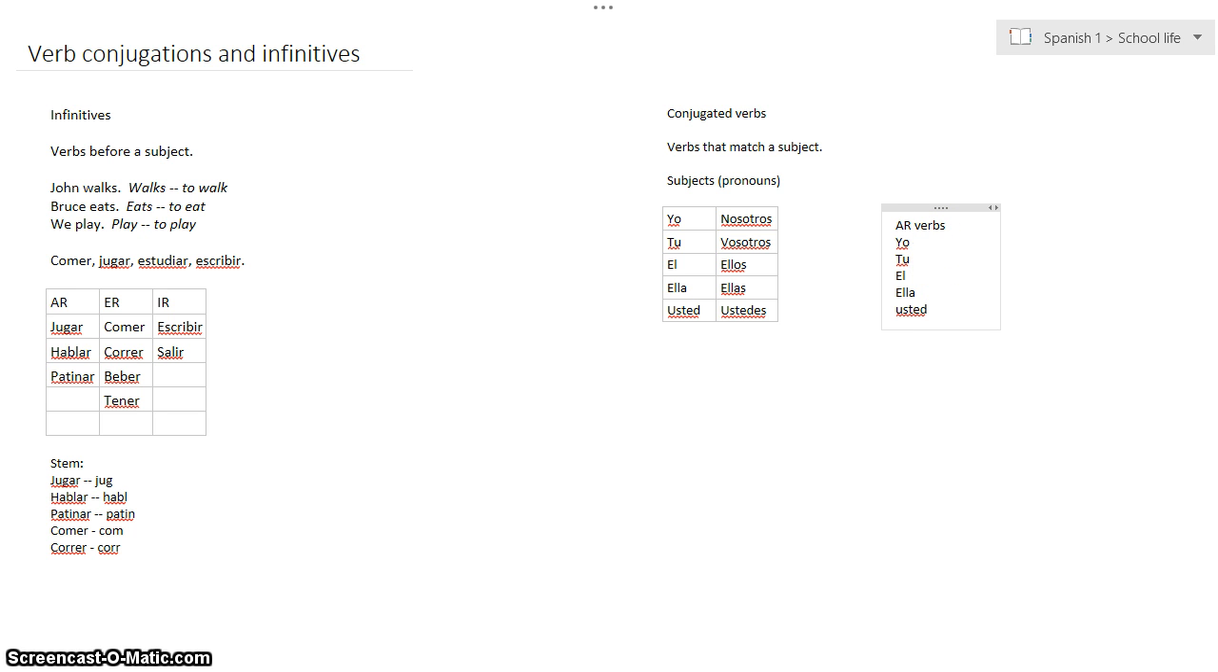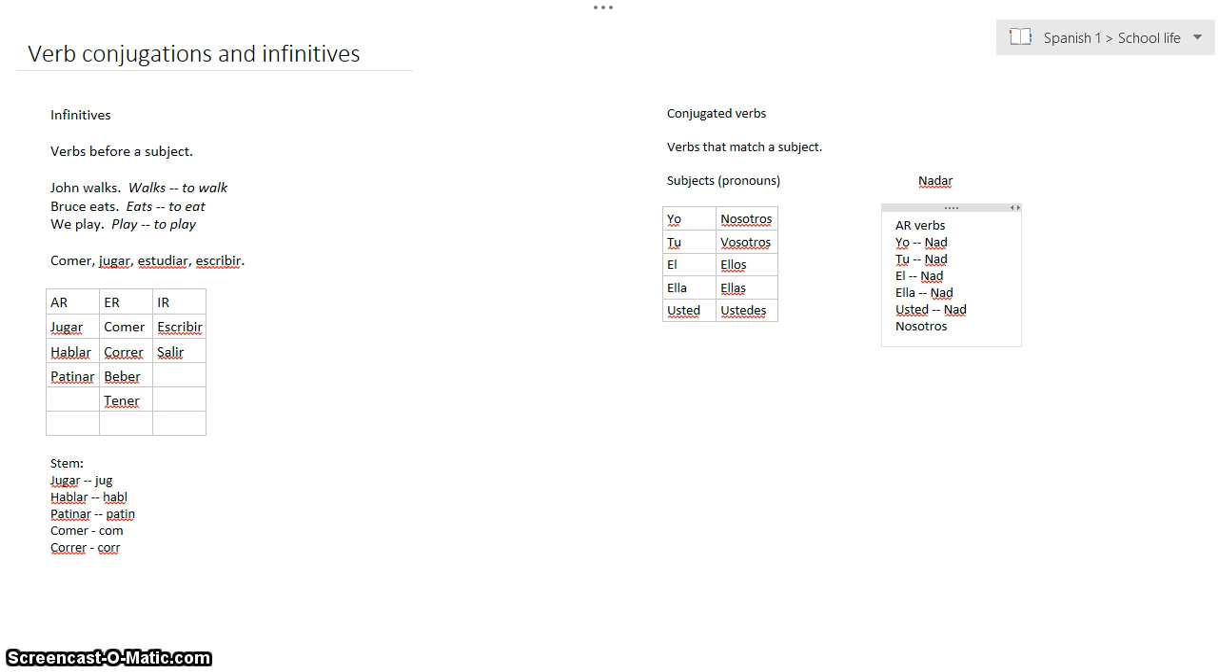So what happens with AR verbs? Well, with AR verbs, what you do is you take off the AR ending and you add a new ending. So for AR verbs, you would take the verb, let's do nadar. Let's take off the AR ending, and so we're left with the stem nad. Okay, a little redundant.